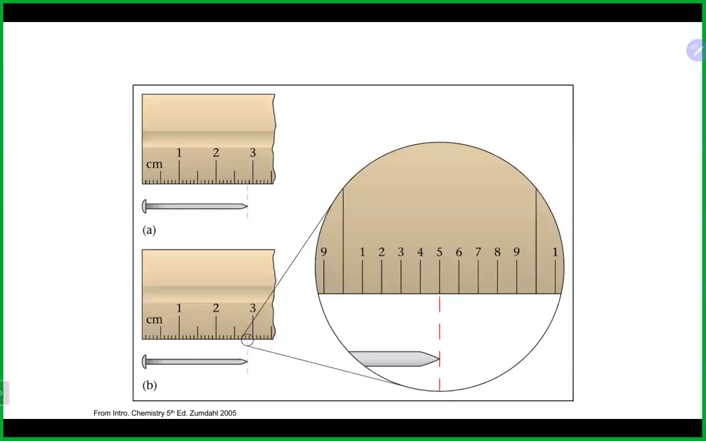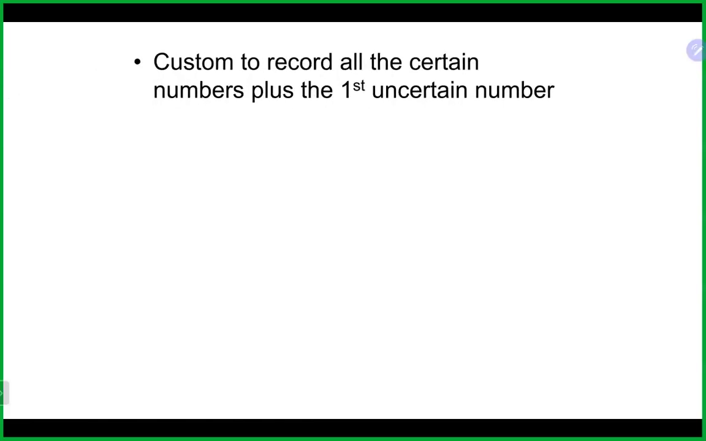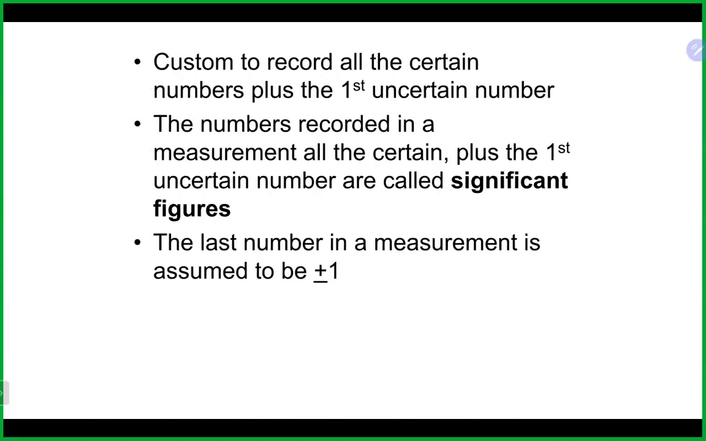All right, so let's take a look at some more examples of this. As we mentioned before, when we take any type of measurement, that is really where significant figures come from. And you want to record all the certain numbers plus the first uncertain number. And again, those are significant figures.